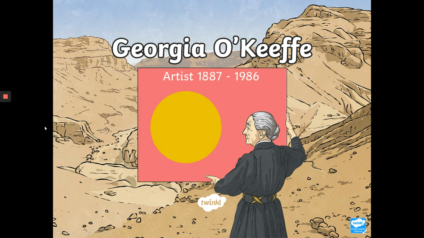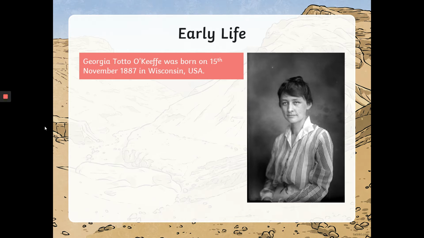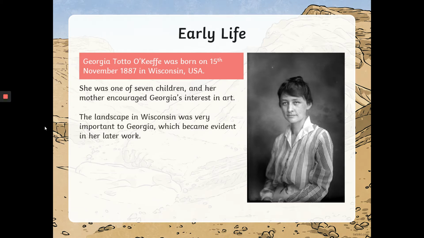Georgia O'Keeffe. So in her early life, Georgia Totto O'Keeffe was born on the 15th of November 1887 in Wisconsin, USA. She was one of 7 children, and her mother encouraged Georgia's interest in art. The landscape in Wisconsin was very important to Georgia, which became evident in her later work. She studied at the Art Institute of Chicago and had her first gallery show in 1916.